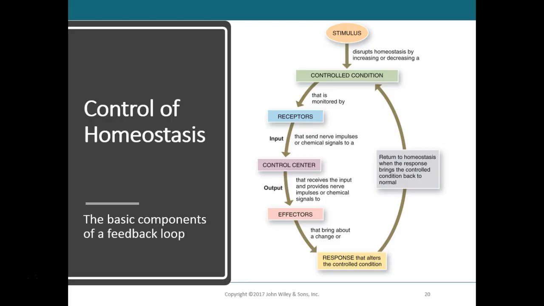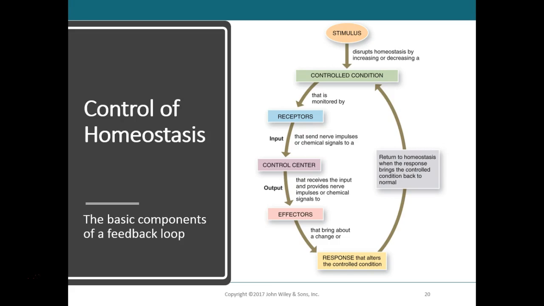Controlling homeostasis requires that we have a feedback loop. Most of our homeostatic mechanisms in the human body work very similar to the way your thermostat works in your house. So there's a controlled condition, temperature, if we're talking about the thermostat in your house, of course. So there's a controlled condition that is detected by receptors. It's monitored to make sure that that temperature stays right.